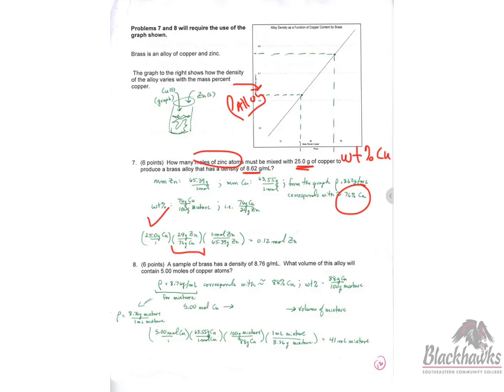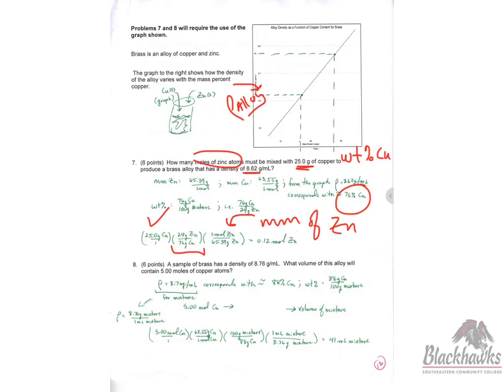You could have either done it this way or done it like 100 grams of alloy over 76 grams of copper, and then the next one would have been the 24 grams of zinc over 100 grams of alloy. Either way, this will get me to grams of zinc given that density and the corresponding weight percent of copper. Once we have grams of zinc, you probably recognize that last term is just the molar mass of zinc.